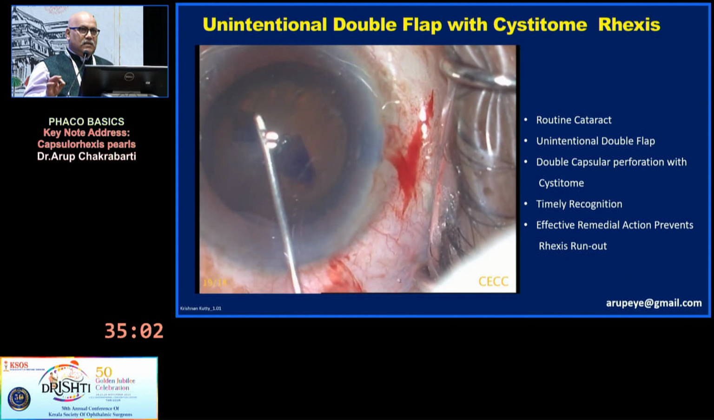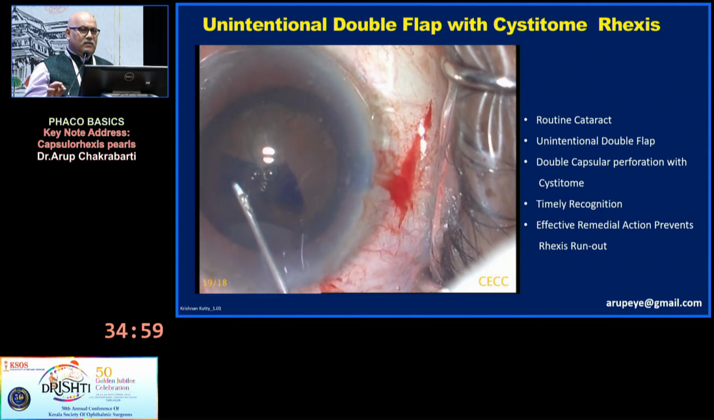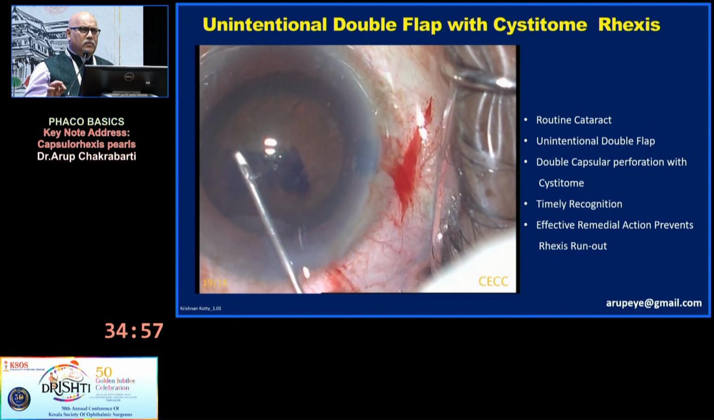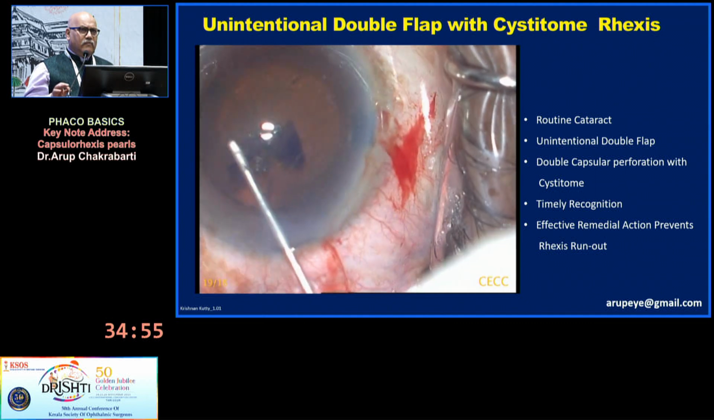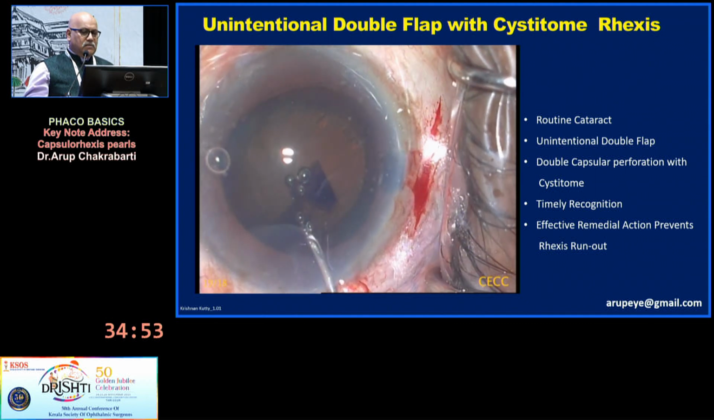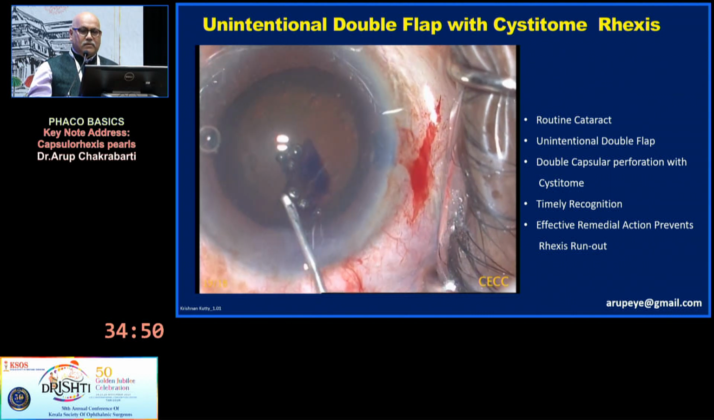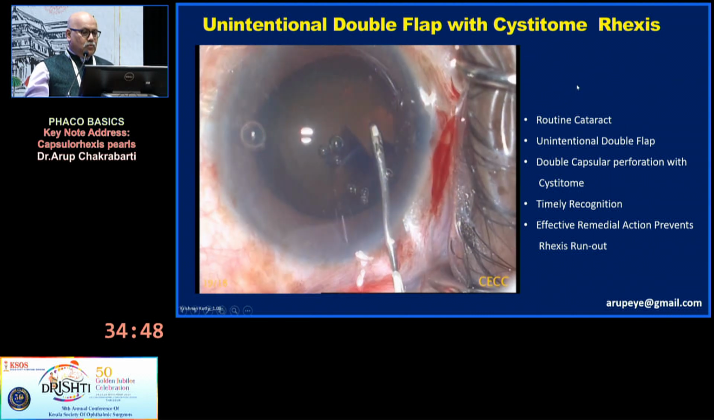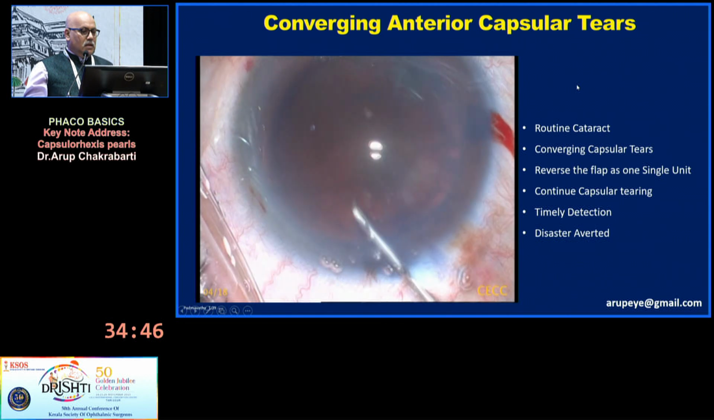So at each and every stage of your phacoemulsification, whatever step you do, you must be very, very critical and scrutinize the findings and take corrective measures so that there's no cascading effect down the line and surgery goes on smoothly. So this is how I avoided this mishap.